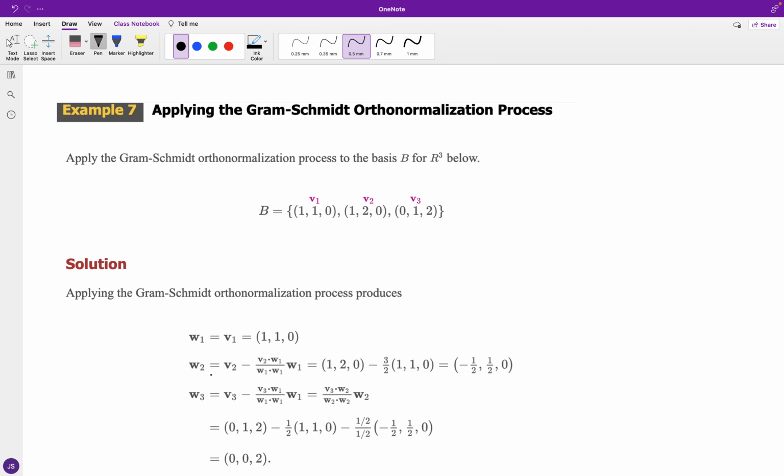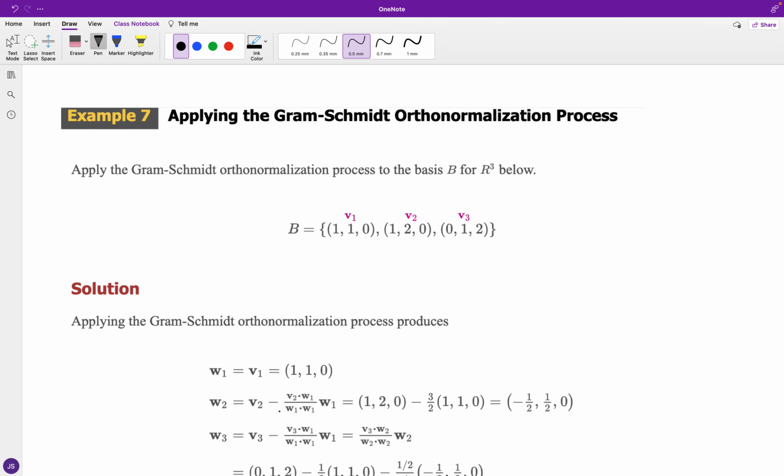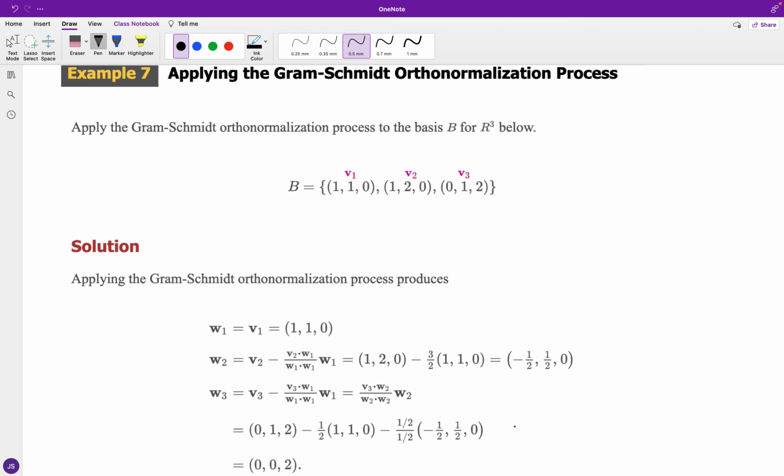V sub 1 is (1, 1, 0). And W sub 2 is V sub 2 minus the dot product of V sub 2 and W sub 1, divided by the dot product of W sub 1 with itself, and we take that ratio multiplied by W sub 1, which is originally V sub 1. Going through the process, we have W sub 2 at (-1/2, 1/2, 0).